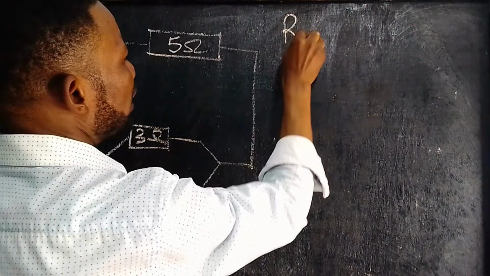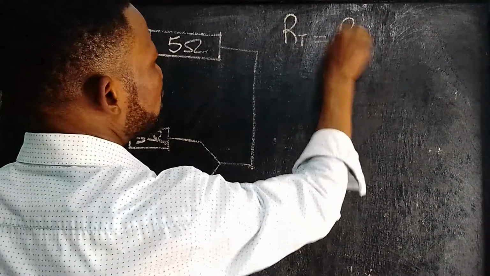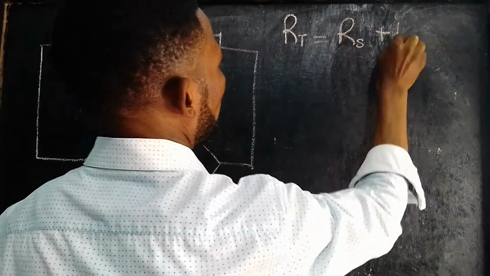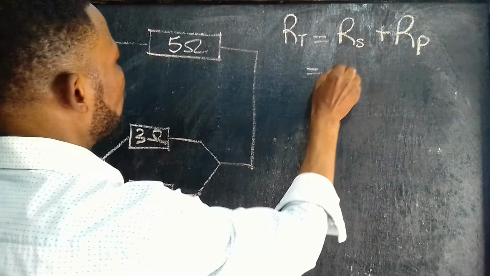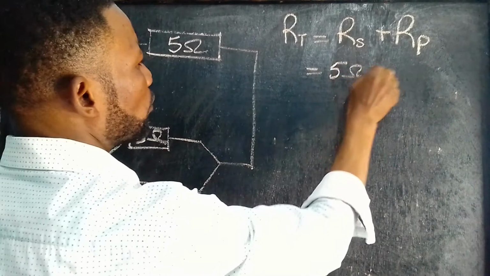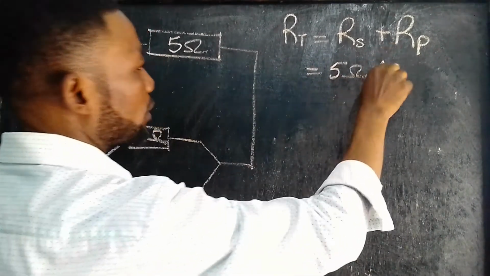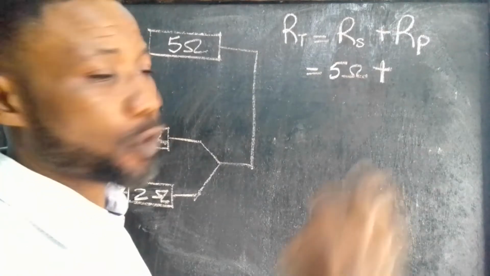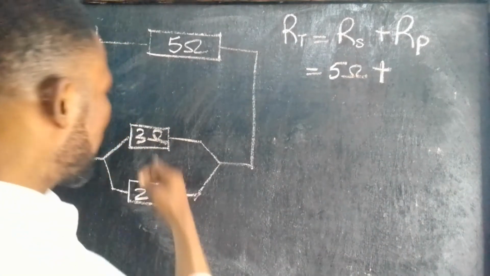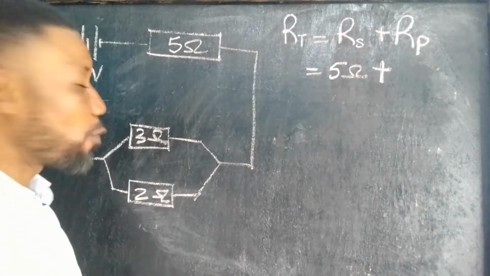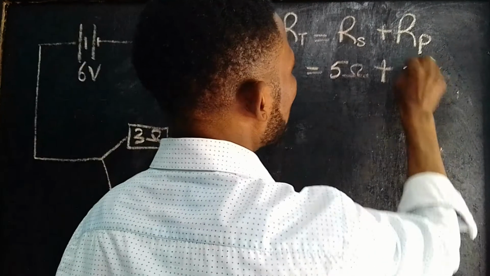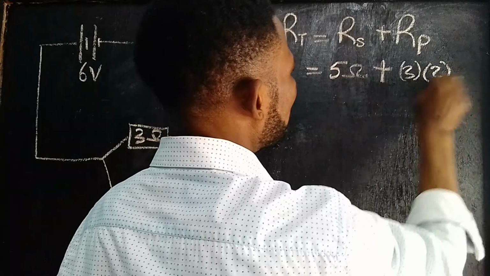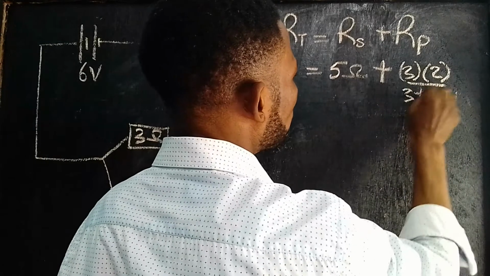Total resistance, RT, is equal to the resistance in series plus the resistance in parallel. Now this is 5 ohms plus, and the formula to calculate resistors in parallel, if there are 2, is product divided by the sum. It means 3 times 2 divided by 3 plus 2.